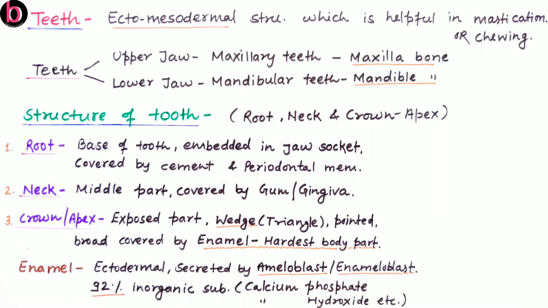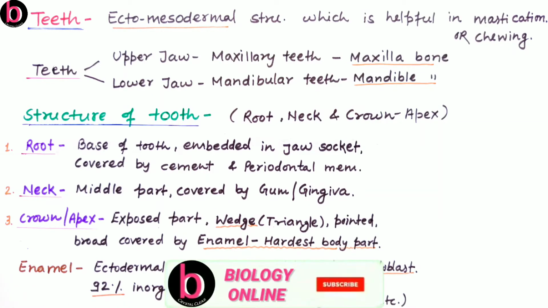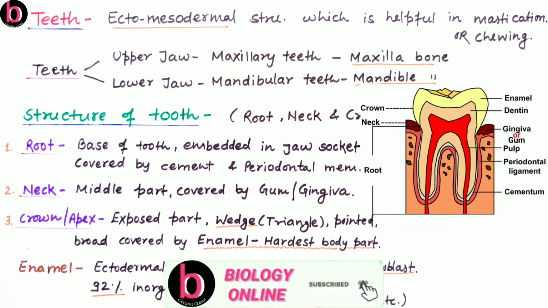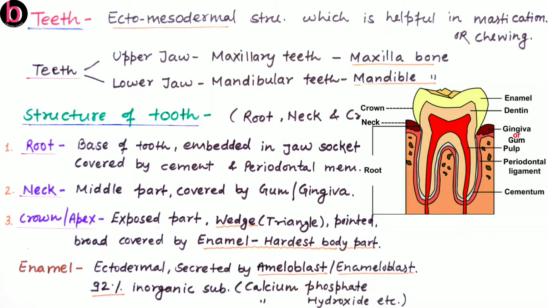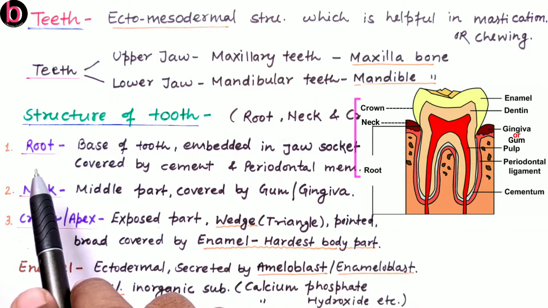Now about the structure of a tooth. In tooth structure, there are three basic parts: root, neck and crown. Crown is also known as apex. As you can see in the diagram, these are the three parts. From the top, this is the crown, then the neck, and the bottom one is the root. So here we start with the root.